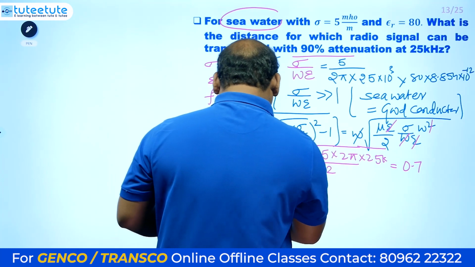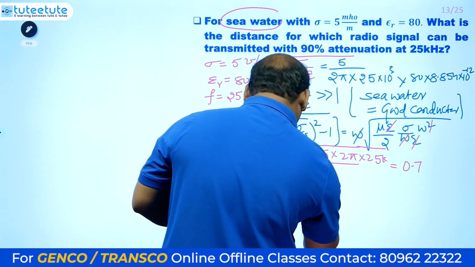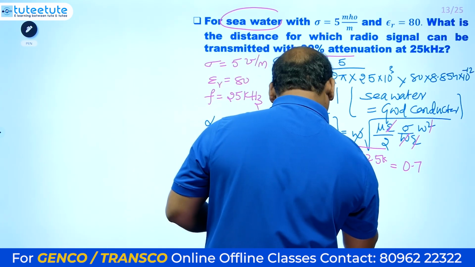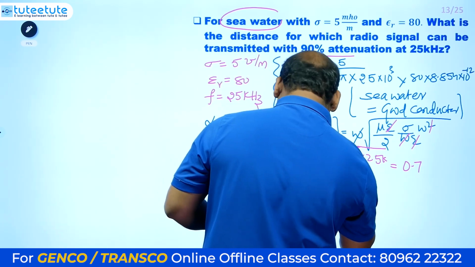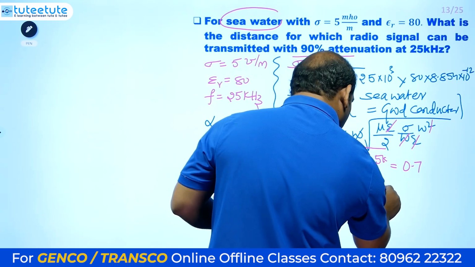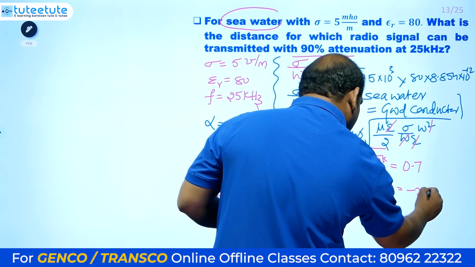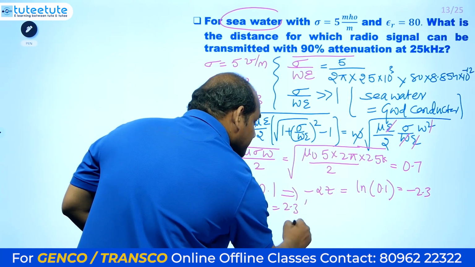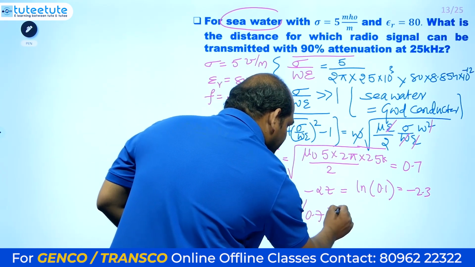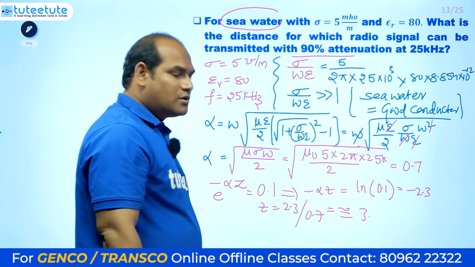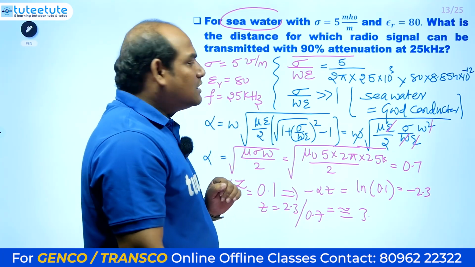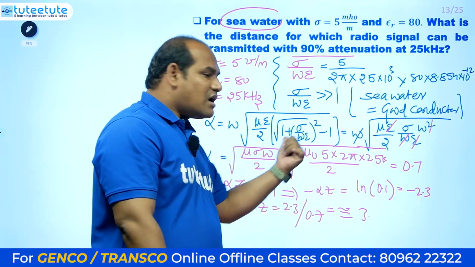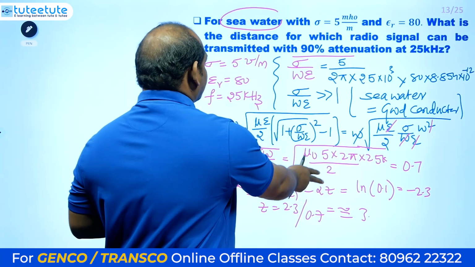So you can apply the logarithm here. Minus alpha z is equal to the logarithm of 0.1, which is equal to minus 2.3. The minus cancels. Z is equal to 2.3 by 0.7, which is approximately 3. In this way you can calculate. Based upon the type of material we have, we need to change the formulas here. That is what you need to understand.